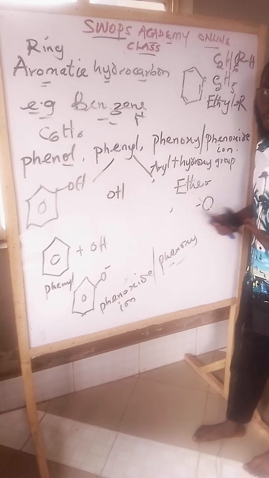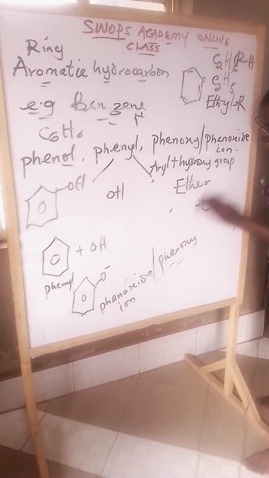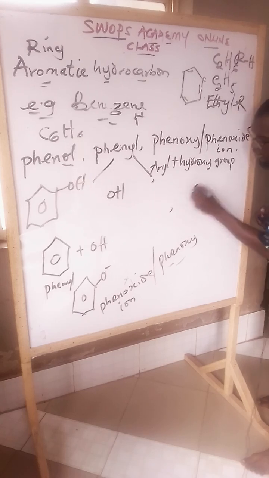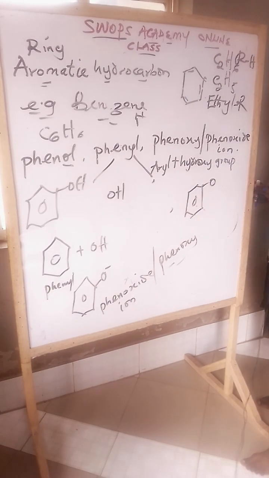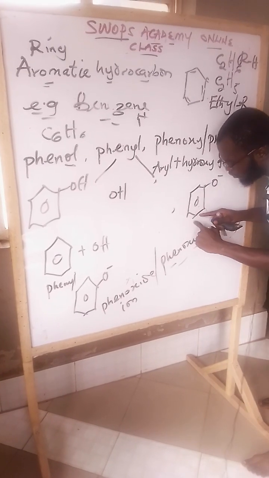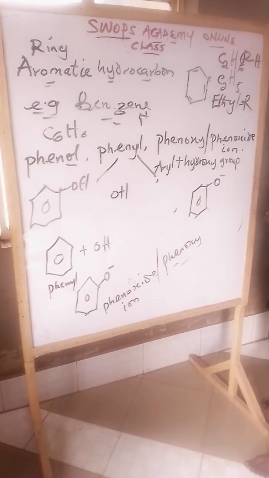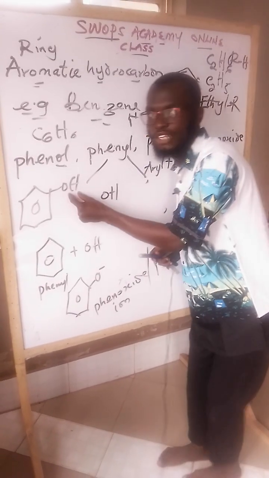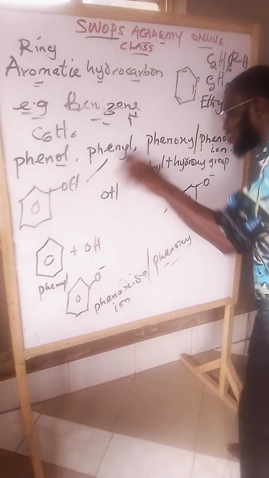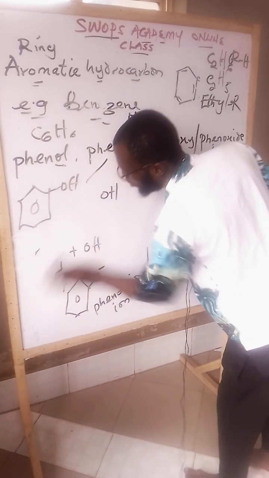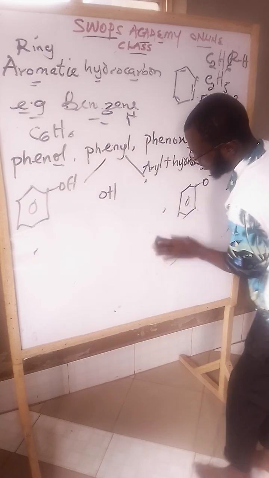Phenyl also forms what? Phenoxy. Are we together? What I'm saying is this. You know this is phenyl. When you add an oxygen atom ion to phenyl, that is what we call phenoxy. Or the deduction of one hydrogen atom from phenol is what we call phenoxy. Hope we are there.